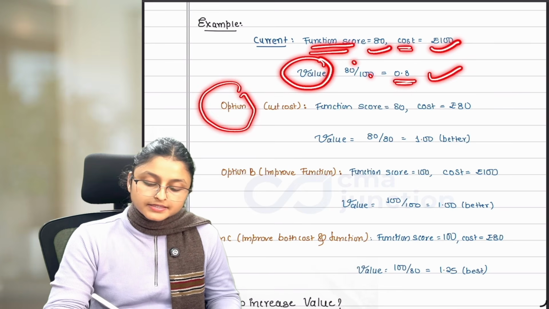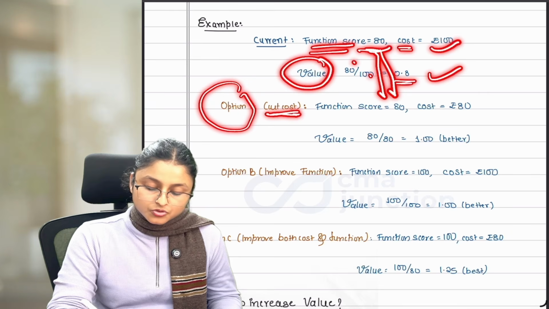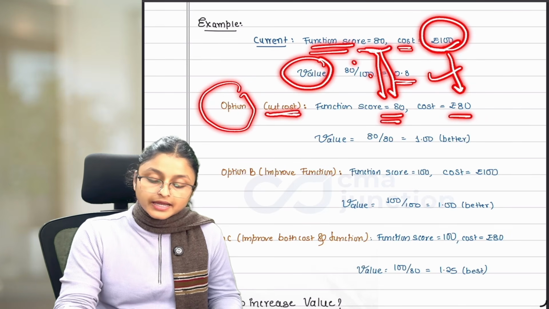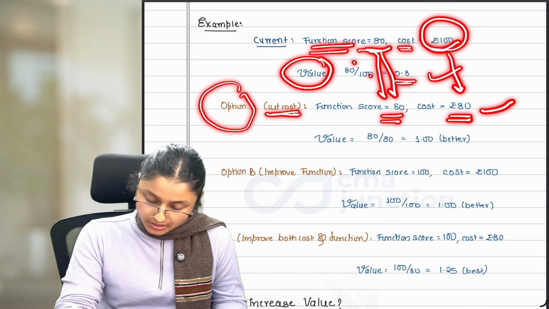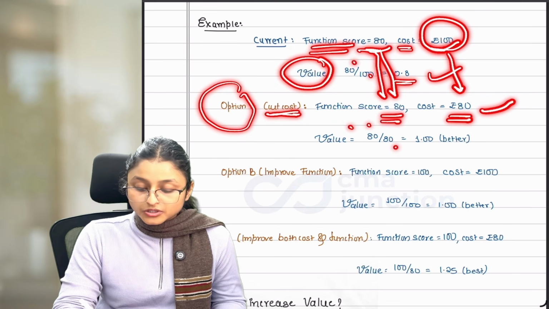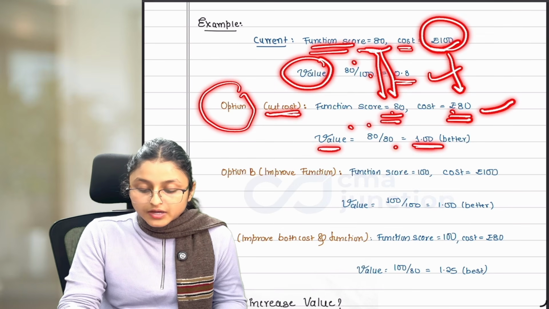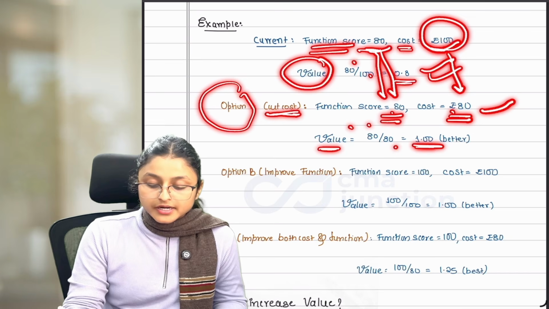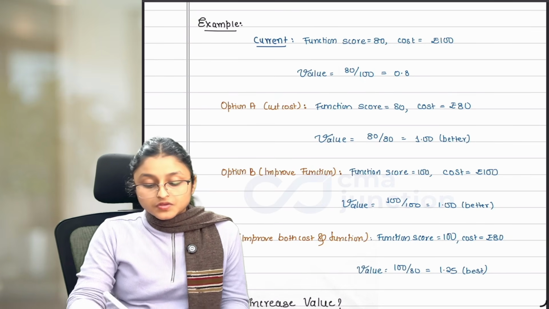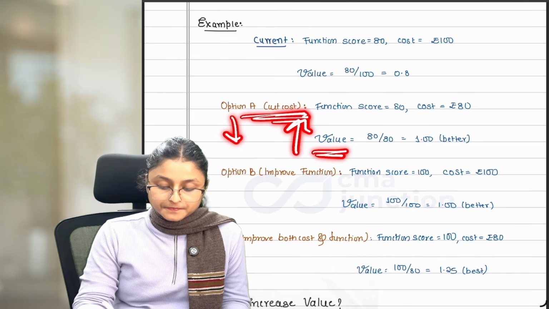Now option A is I am cutting the cost. Function is the same, that means function score will also remain the same. But cost was 100, now I am reducing it and the cost now is rupees 80 only. So what will happen now? If I do function by cost now, then 80 by 80, my value is 1 now, which was earlier 0.8. That means we have improved our value by cutting cost.